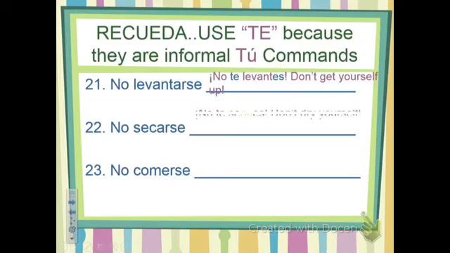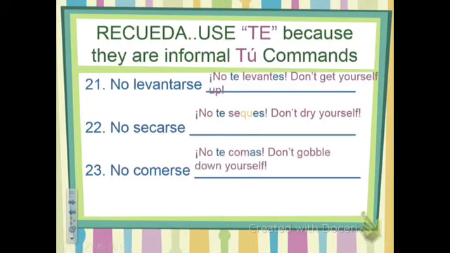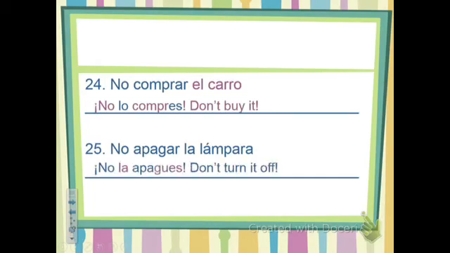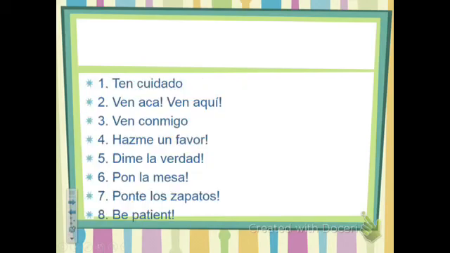No secarse, no te seques. This is a car verb, so remember that since it's negative, the C changes to a QU. No comerse, no te comas. Okay? No comprar el carro, no lo compres. No apagar la lámpara, no la apagues. Remember, this is a gar verb, so the G changes to a GU so that we maintain the original sound.